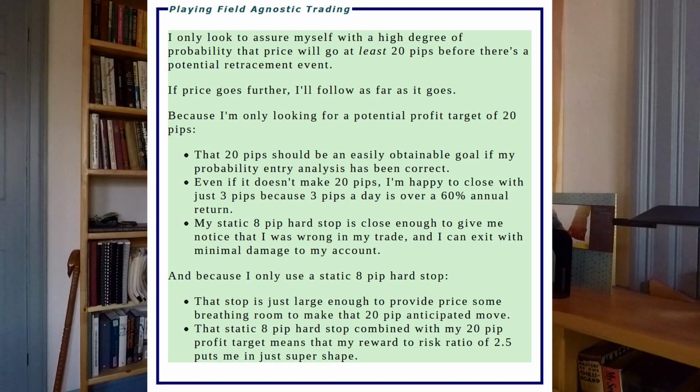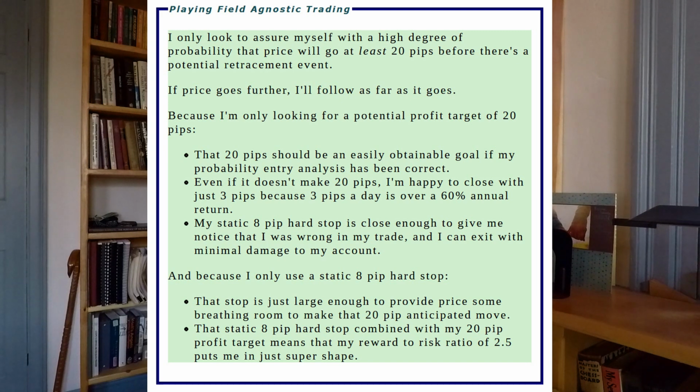And the third thing is that my static 8 pip hard stop is close enough to give me notice that I was wrong in my trade, and I can exit with minimal damage to my account. And because I only use that static 8 pip hard stop, number one, that stop is just large enough to provide some breathing room to make that 20 pip anticipated move. I can have a little breathing room, but 8 is enough. It's a little over an ATR, on the current 5 pip ATR that I have on my 5-minute chart.